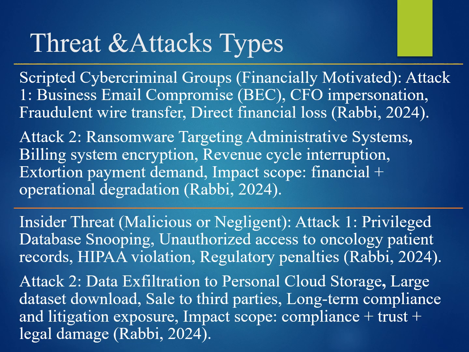As we continue on the slide, you can see organized cyber criminal groups. Their gain is financial motivation. Attack 1: business email compromise, BEC, CFO impersonation, fraud, wire transfer, direct financial loss. Attack 2: ransomware targeting administrative systems, billing system encryption, revenue cycle interruption, extortion payment demand. Impact scope: financial plus operational degradation.